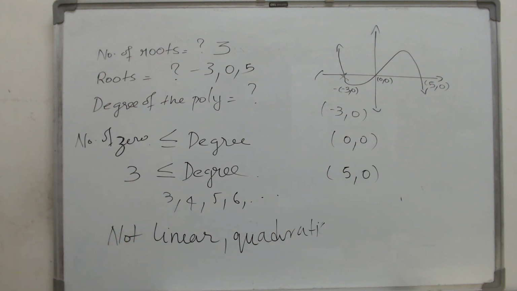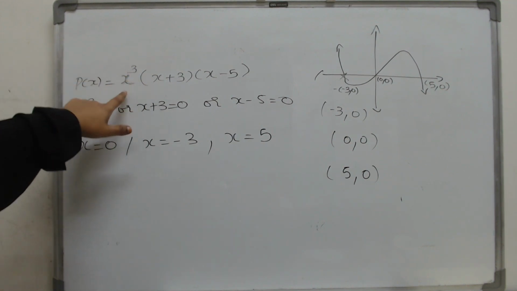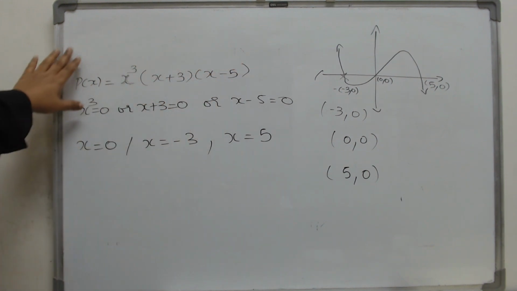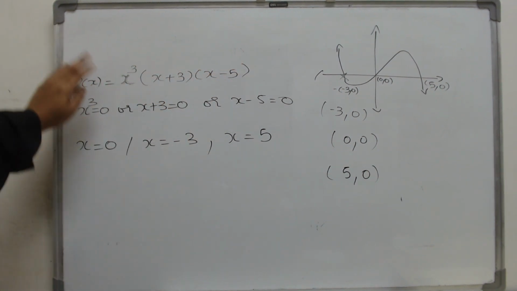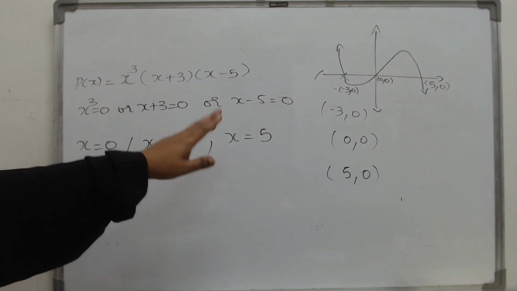And how will that look? Let us just take a guess. I have written down a polynomial here whose degree is 5. This is x cubed, this is x plus 3, and this is x minus 5. Together its degree will be what? 5. But then when you equate it to 0, you get only 3 roots.